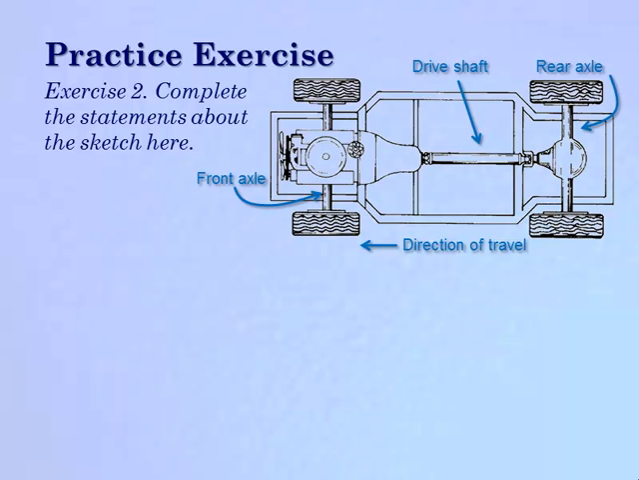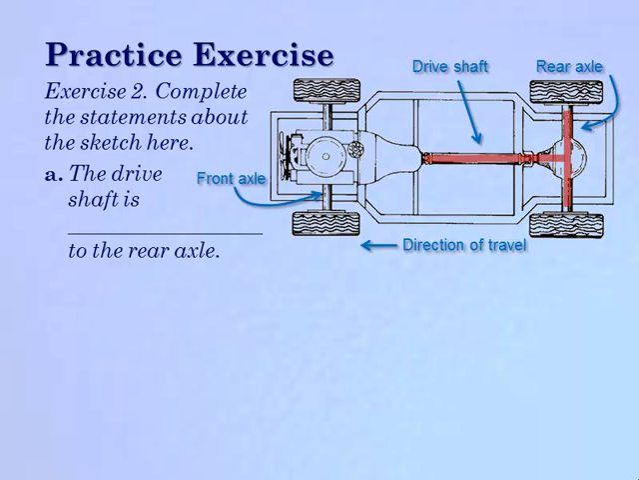So here's exercise 2, a little bit more real world kind of problem. See if you can complete the statements about the sketch here. The drive shaft is blank to the rear axle. So what does that mean? What is the relationship between the drive shaft and the rear axle here, shown in the drawing? Well, it's perpendicular, right? All right, so that was easy.